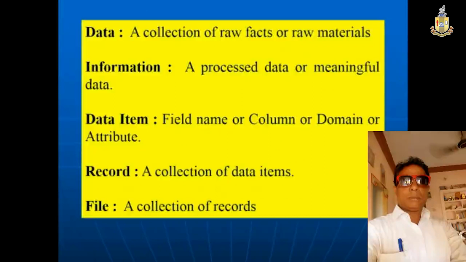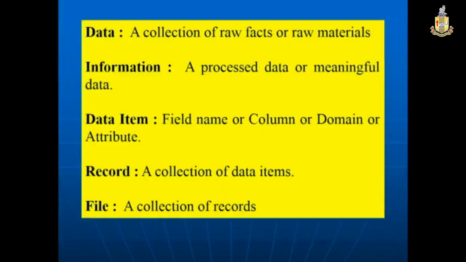database management system. First, data. Data is a collection of raw facts or materials. Once the data is processed, the data will become meaningful data. That is going to be information. Then data item. Data item is a field name or column name or domain or attribute.